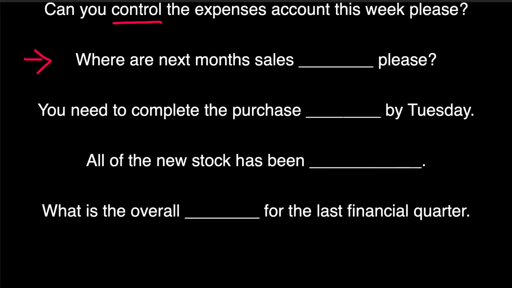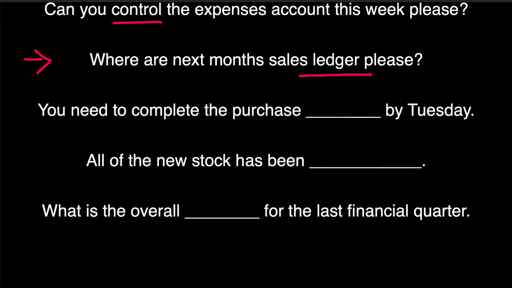Where are next month's sales, please? Oof. What is it? Do you know? Where are next month's sales ledger, please? So this is where all of the information for the sales that the company made is. So it's the sales ledger.